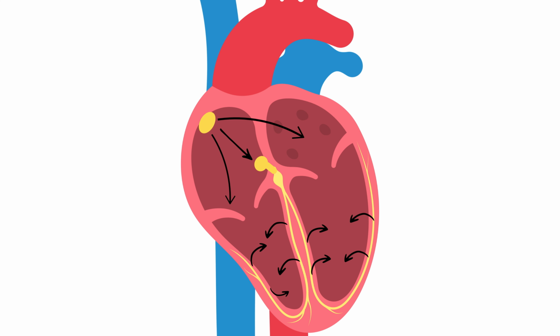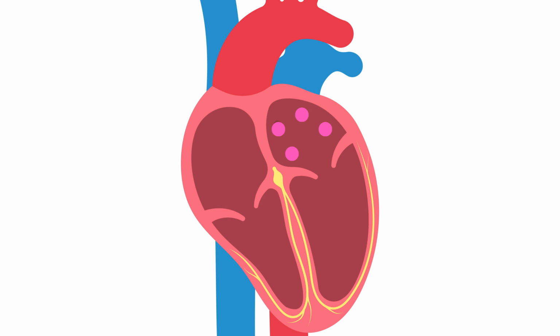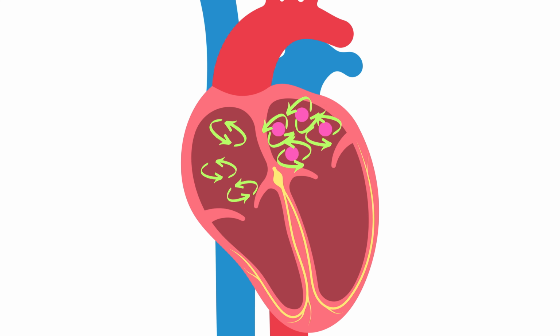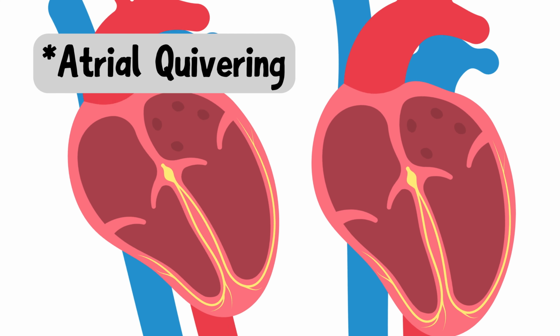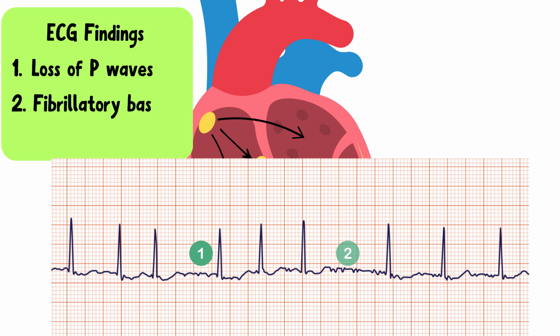In atrial fibrillation, the electrical signals do not originate from the SA node. Instead, it arises from the pulmonary veins near the left atrium. Multiple ectopic foci in this area fire electrical impulses rapidly in a disorganized manner. These disorganized impulses cause atrial muscles to quiver rather than contract normally, which leads to loss of coordinated atrial contraction. In other words, a loss of P waves. Instead of distinct P waves, the ECG will show a fibrillatory baseline.